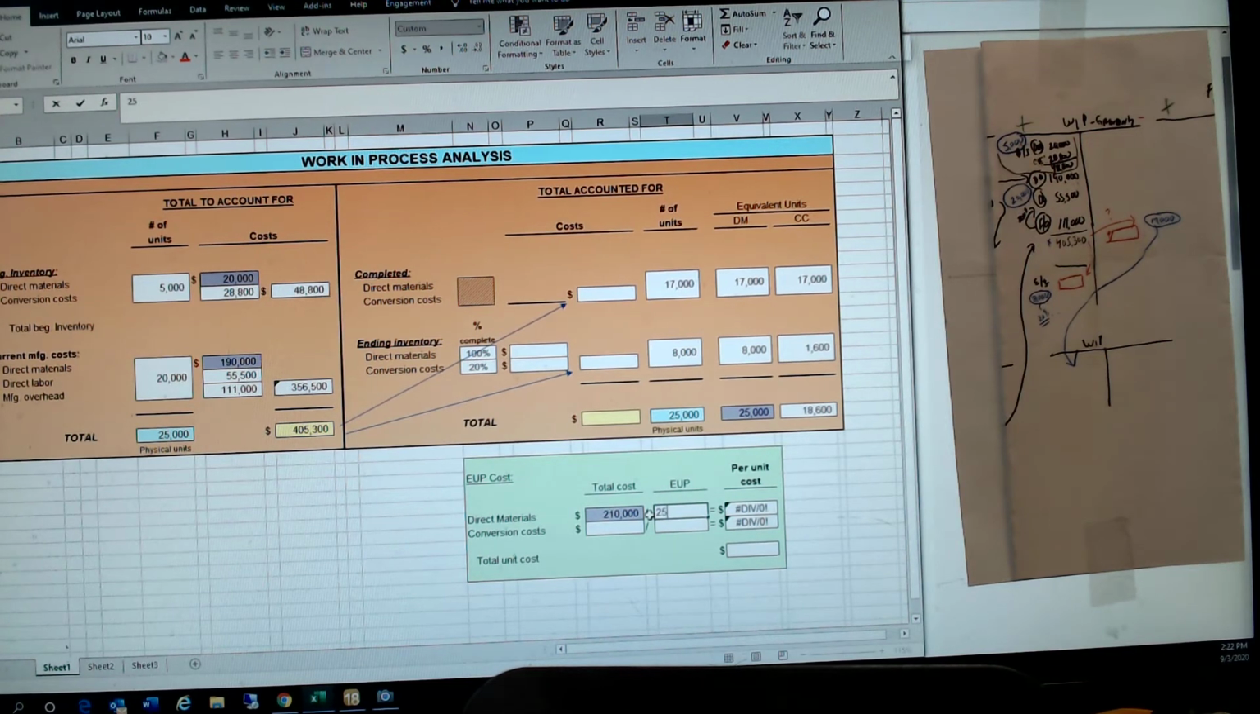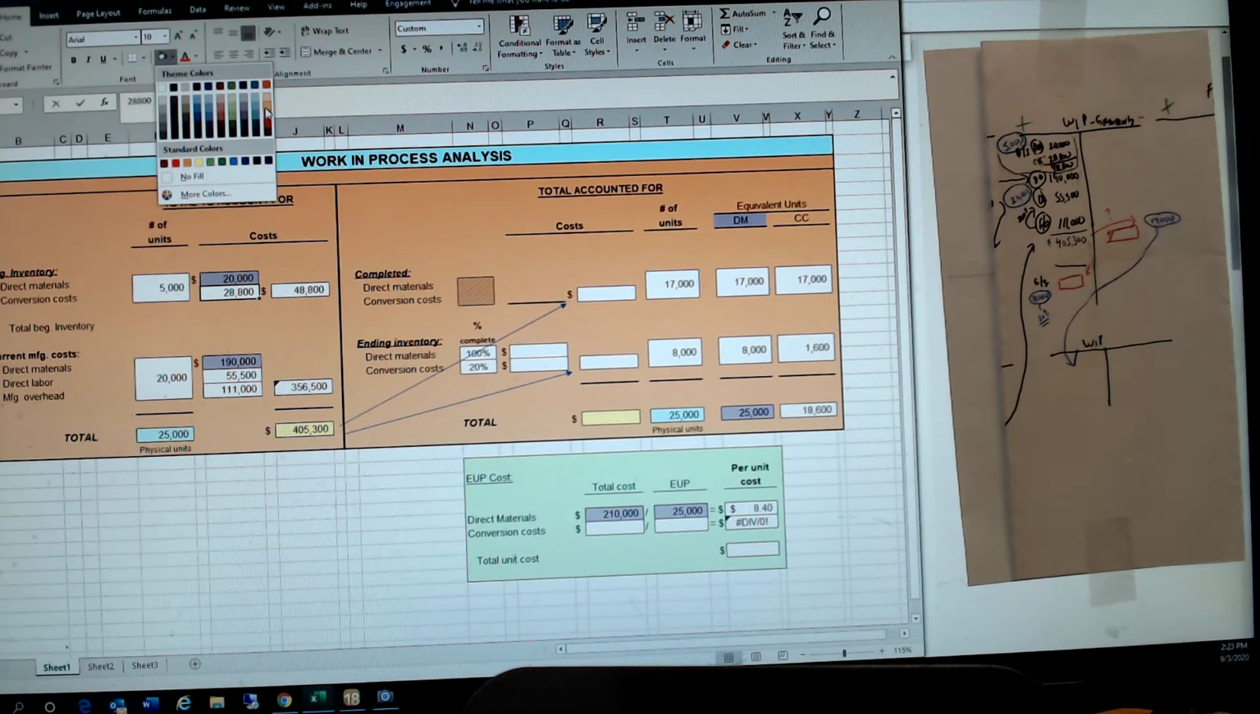25,000. That comes out to be, no, $8.40 per unit. 210,000 total material cost divided by total equivalent units of production for materials. $8.40 per unit. Let's do the exact same thing for conversion costs. Here are my conversion costs.